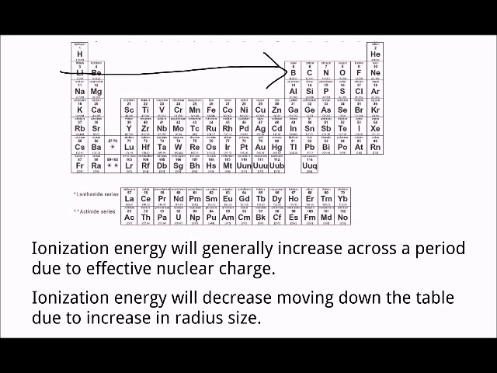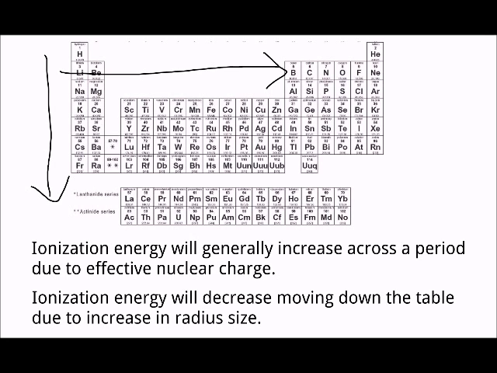And so what can we say about the ionization energy going down? Well, we can say that ionization energy will decrease in general as we move down the periodic table. And this is due to an increase in the radius size. So we know that as we're going down the table, we're adding more and more shells. The radius size is increasing. That's going to further remove the valence electrons from the nucleus, and it's going to make those electrons easier targets for removal. So that, in general, is our summary of ionization energy.